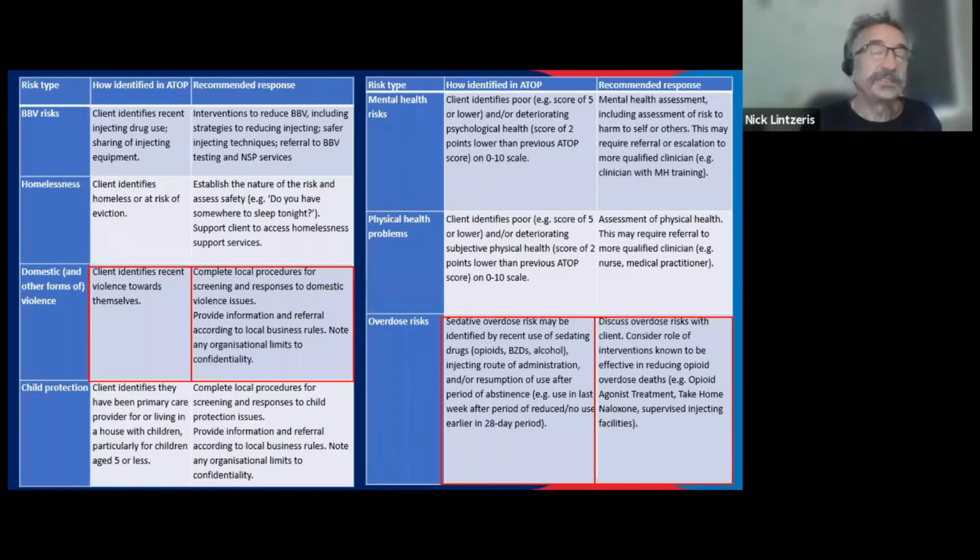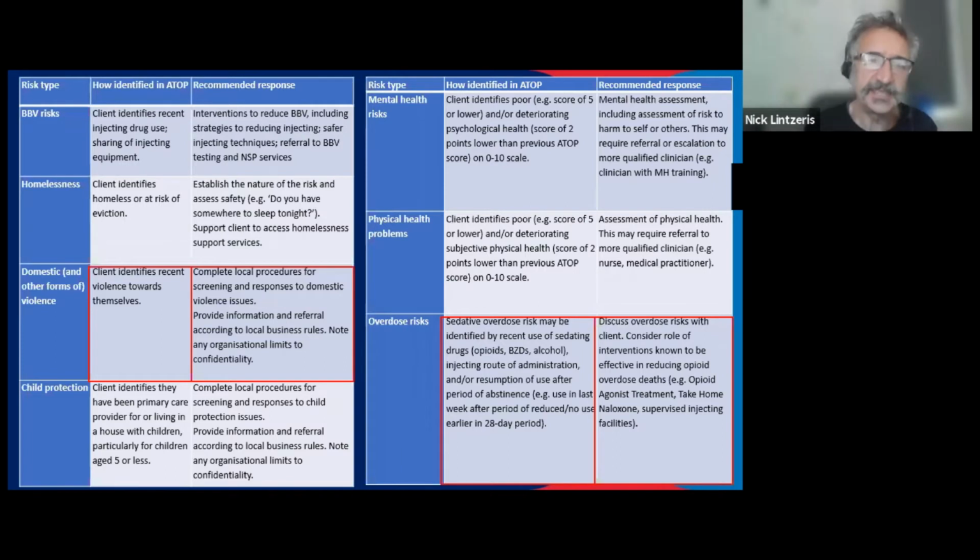Now, in terms of what do we mean by responding to the risks? You'll find in the ATOP manual, we've got lots of these kinds of guides. Again, for each of the risks that we've identified here in this PowerPoint slide, you can see what the risk is, and how do we identify it in the ATOP? How would you pick it up in an ATOP?